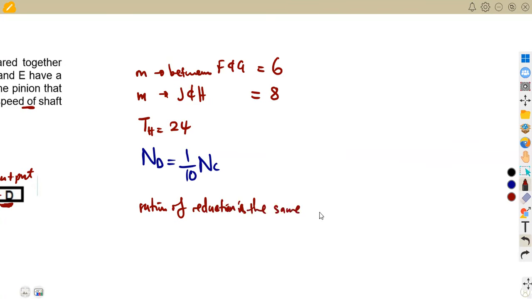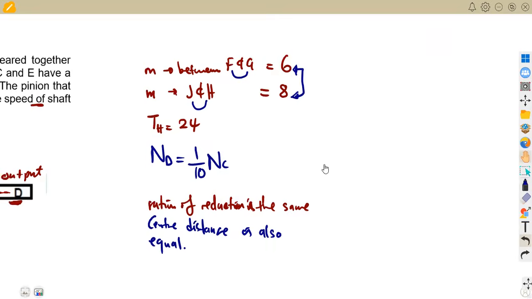What is it going to affect? It is also going to affect the center distance in this case, meaning to say the center distance is also the same, is also equal. So that is what's going to happen in this case, meaning the center distance between gears F and G and also J and H is going to be the same. That is where we are going to apply these modules that we are given here. All right, so that is the information that we are given.